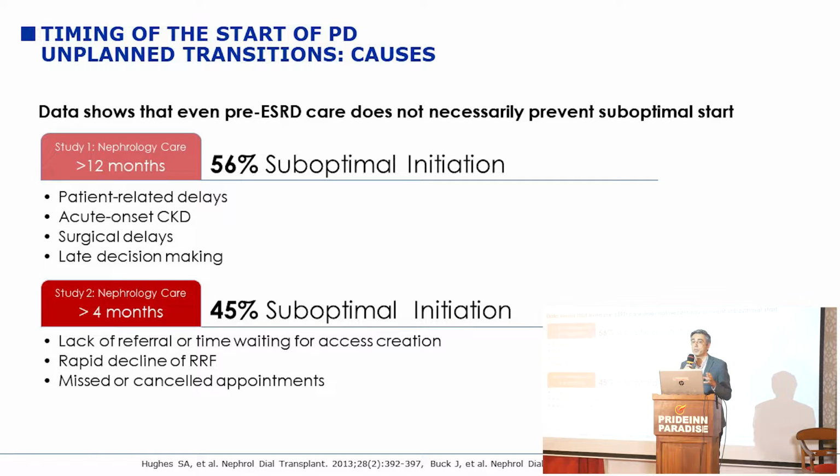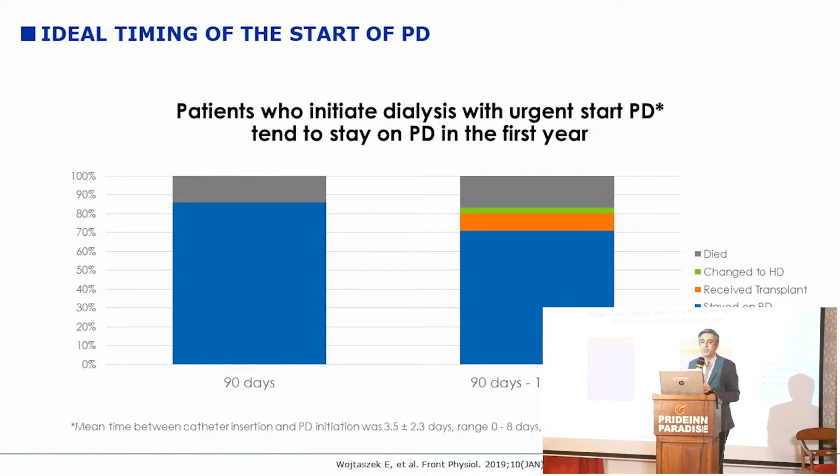We talked about optimal start, but there is even data showing that even if you have a good program and start 4 months or 12 months before, this is still an issue, because there are different reasons. Since PD is not really used here and because of time, I'm going to skip the causes of that. With regards to the ideal timing of start of PD, patients who initiate dialysis with urgent start PD tend to stay on PD in the first year. You can look at this from different perspectives, but urgent start PD is still a starting point for PD.